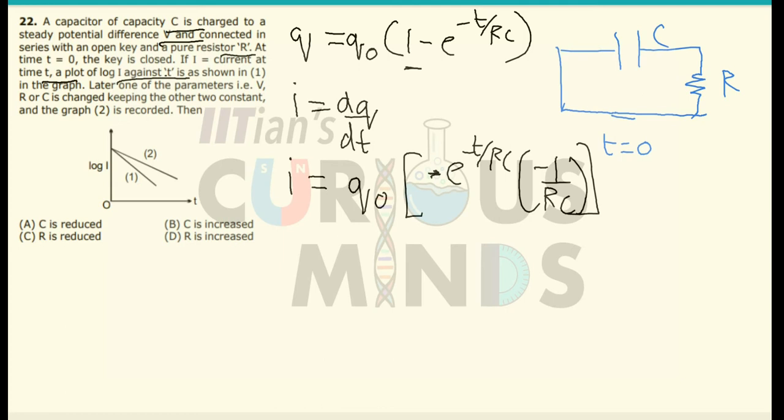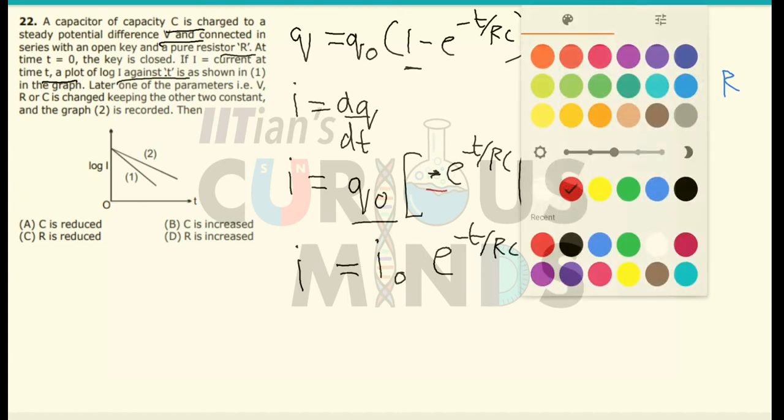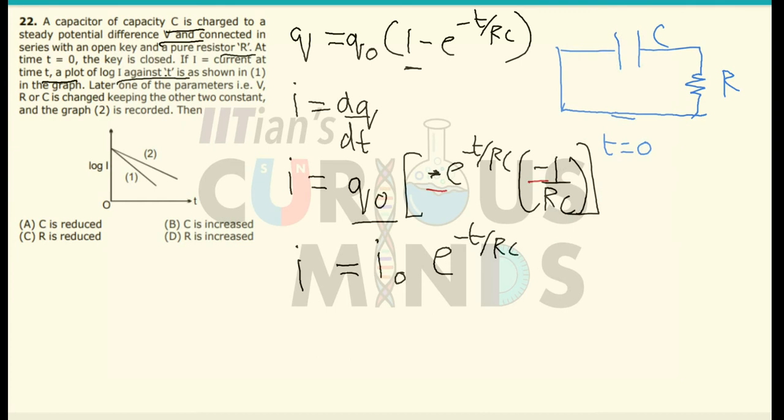So I will be equal to Q0/RC, this is the maximum current that can be developed. That is, I = I0 e^(-t/RC). The negative and negative signs over here get cancelled out. So this will be the current, where Q0/RC is the maximum current that can flow through the circuit.